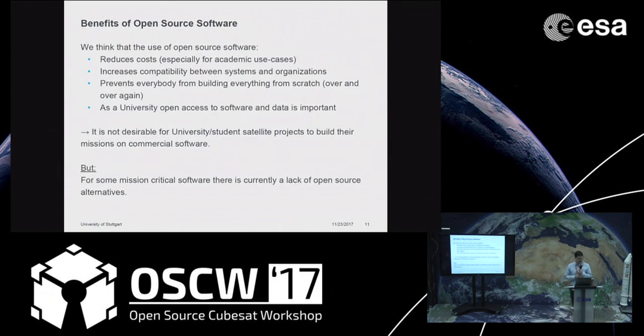For me, the benefits of open source software are: if you are at a university and you cannot afford expensive commercial software, it drastically reduces costs. Then, of course, it increases compatibility between systems and organizations. And also very important, it prevents everybody from building everything over and over again. That's, I think, the most important point. And as a university, open access to software and data is always an important thing. So for a university, it is not desirable to build a project upon commercial software.